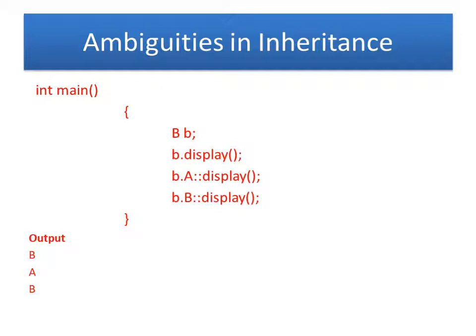See here, b is the object created for the derived class B. So b.display will be calling only the display function of the derived class B, and b.A::display, where the scope resolution operator is a double colon, will invoke the display function residing in class A. So this is how we overcome the ambiguity occurring in inheritance. Here we specify the class name in which we want to invoke the function. That's all. One ambiguity is over and it got solved using the scope resolution operator.